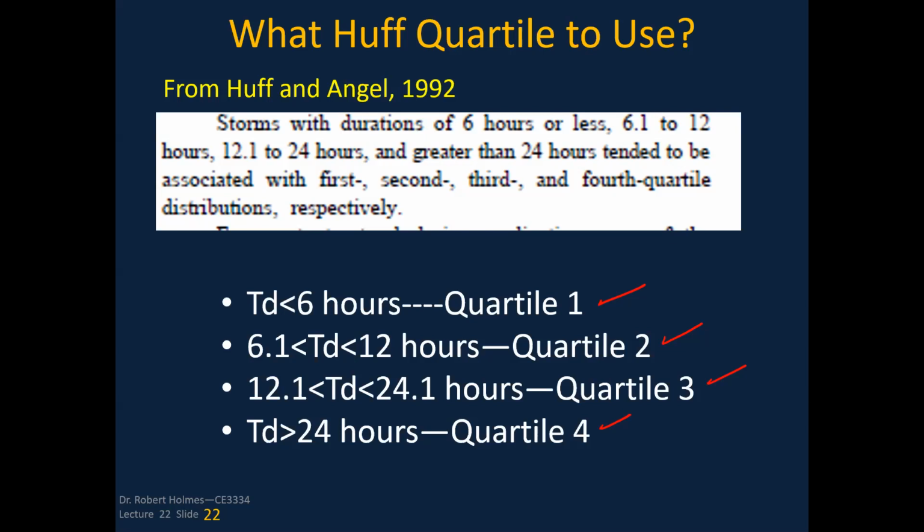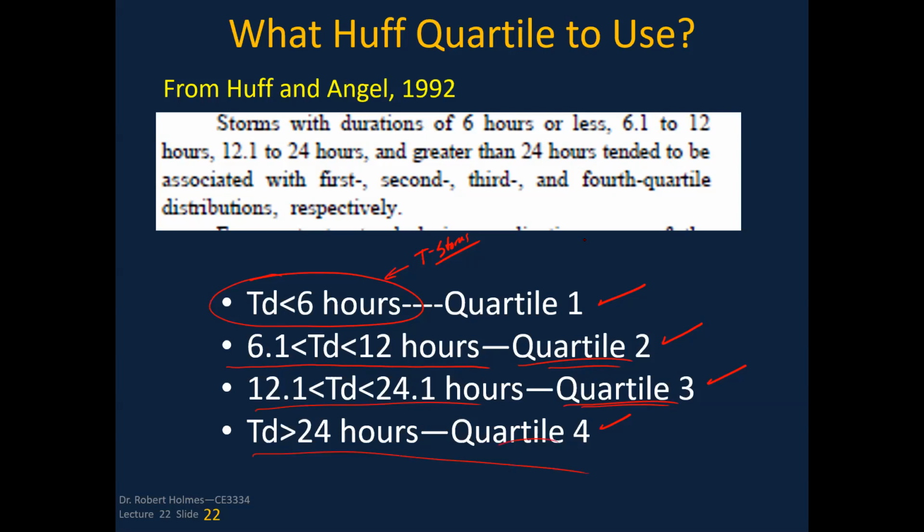And you find most of these storms that are less than 6 hours have most of their rain happening in the first quarter. These are dominated by thunderstorms, and you can see how that would impact that. Rainstorms between 6 and 12 hours are dominated by the second quartile, the third occurs when you get to 12 to 24-hour storms, and then greater than that, it's quartile 4.